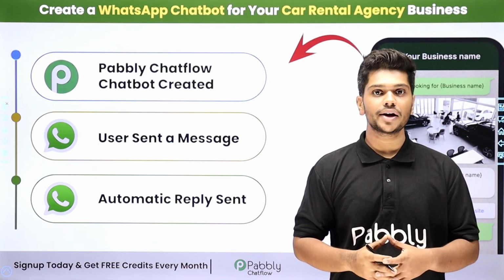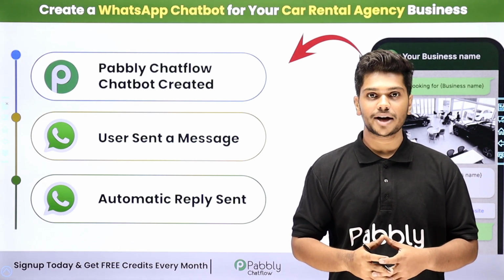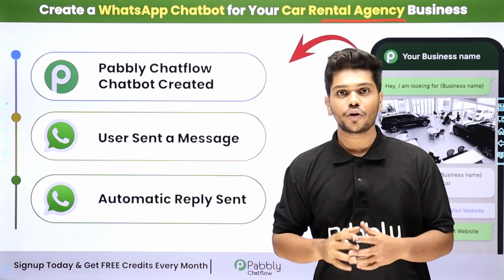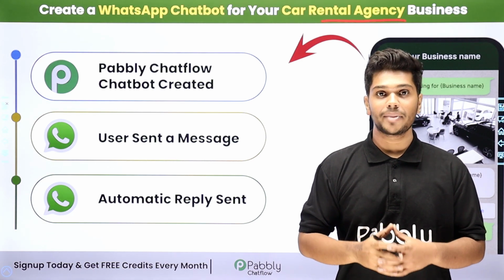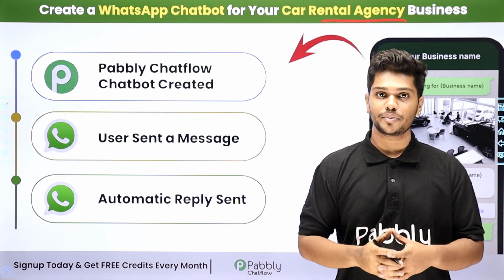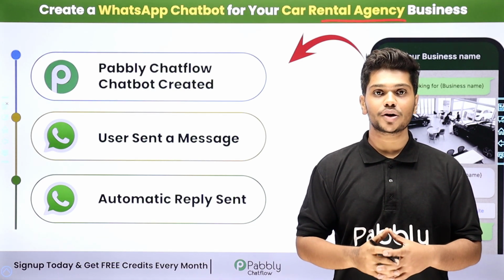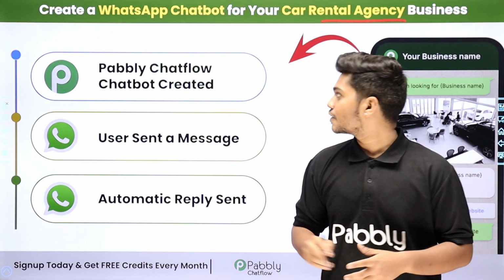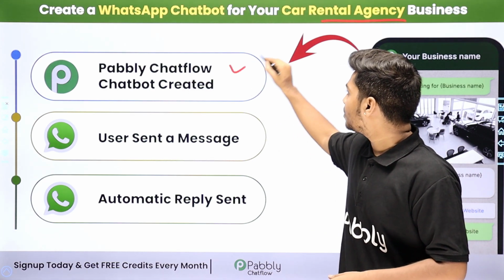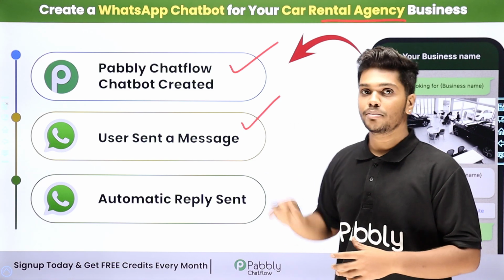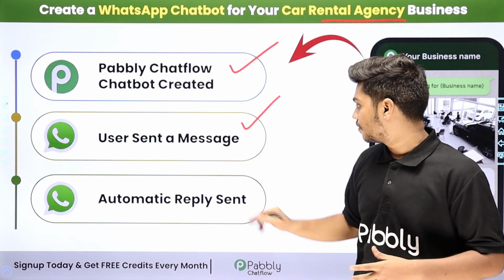In today's video, we are going to learn how to create a WhatsApp chatbot for your car rental agency business. Now, manually providing car availability updates, making reservations and answering customer queries can take a lot of time. But we can automate this whole process in 3 simple steps. First of all, we set up our chatbot using Pabbly Chatflow. Then the user sends a message on WhatsApp and our chatbot instantly responds with the right information.